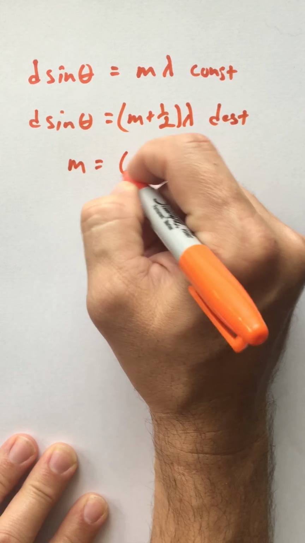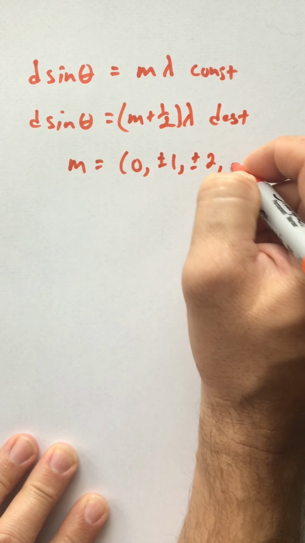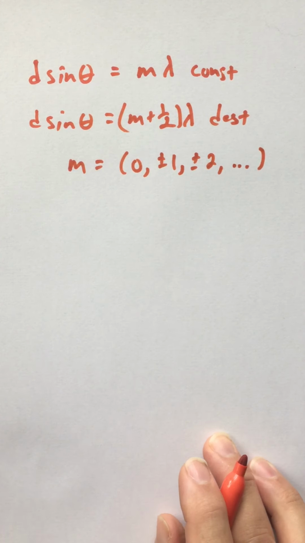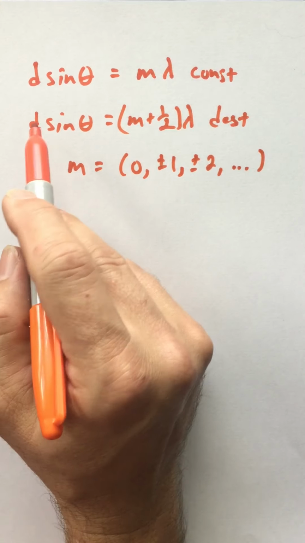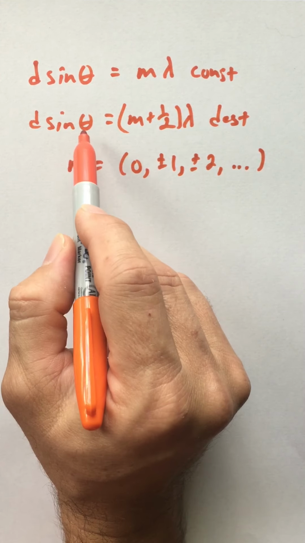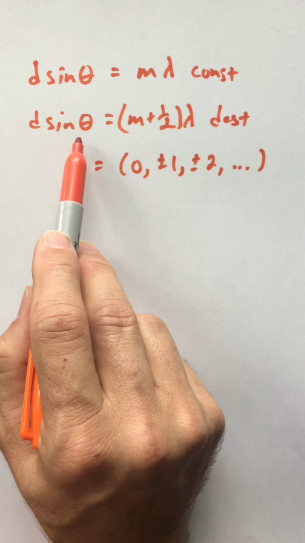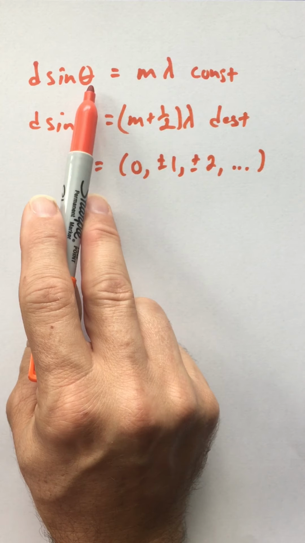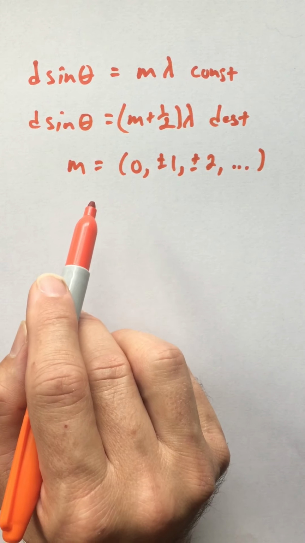m is equal to 0, plus or minus 1, plus or minus 2, etc. So this is double slit diffraction, where remember d was the distance between the slits, and theta was the angle made from the central point of the barrier to the point in question, where there's a bright spot or a dark spot. But these are the equations for double slit diffraction.